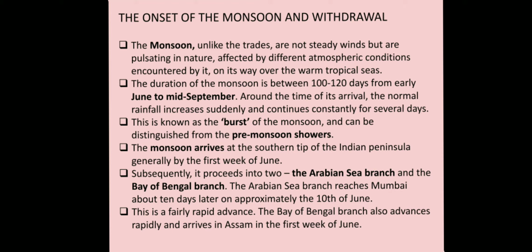The monsoon arrives at the southern tip of the Indian peninsula, generally by the first week of June. Subsequently, it proceeds into two: the Arabian Sea branch and the Bay of Bengal branch. The Arabian Sea branch reaches Mumbai about 10 days later, on approximately the 10th of June. This is a fairly rapid advance. The Bay of Bengal branch also advances rapidly and arrives in Assam in the first week of June.